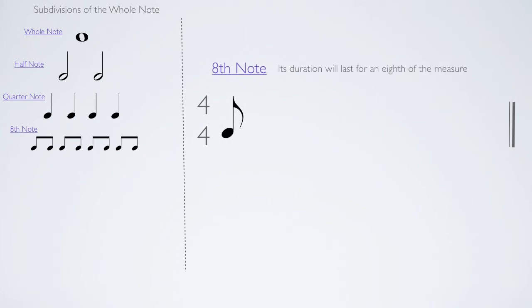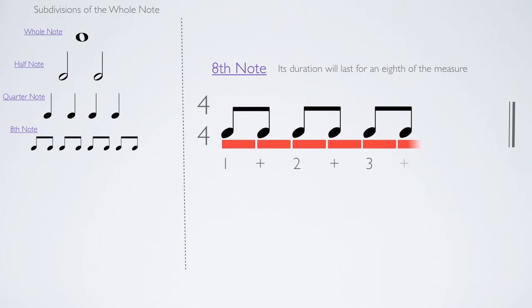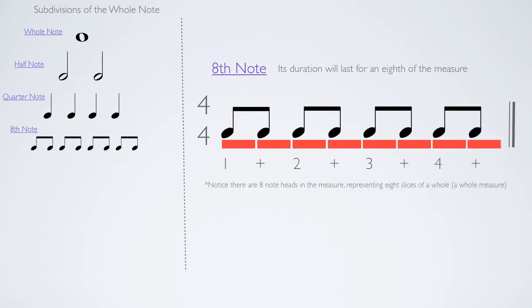The eighth note's duration will last for an eighth of the measure. 1 and 2 and 3 and 4 and. Also notice that there are 8 note heads in the measure, representing 8 slices of the whole, a whole measure.